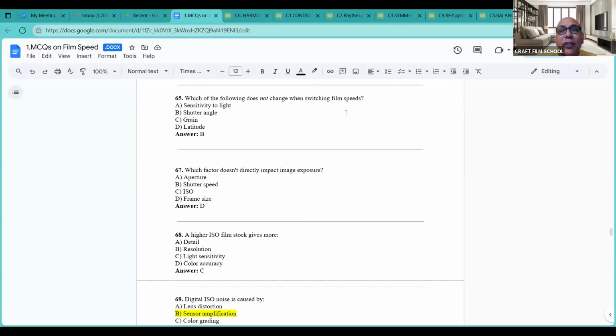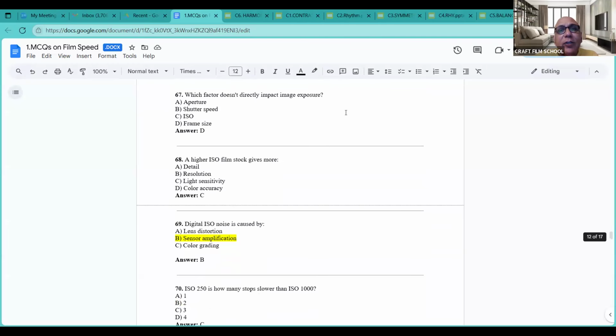Which of the following does not change when switching film speed? Suppose I loaded my 100 ASA. Now I change to 400 ASA for the next shot. Obviously, if I am using a 400 ASA film, the sensitivity of the film will change. Yes. Grain will change. Yes. Latitude will also change, because every film has a different latitude. But shutter angle will not change, because it is fixed in the camera unless you want to change it, and very rarely we change the shutter angle. I will discuss that later, because there is an angle of the shutter which you can change.